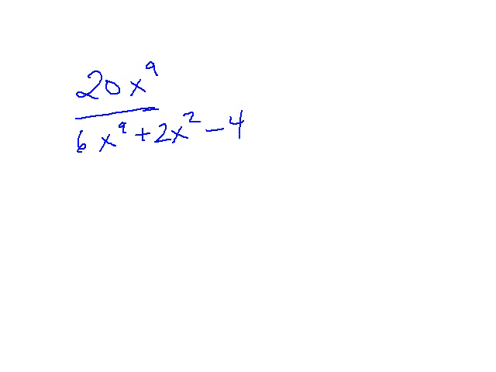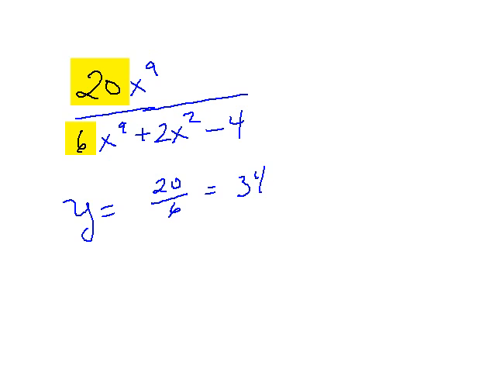So you can use this rule. For example, if I had 20x to the 9th divided by, I want to say, 6x to the 9th plus 2x squared minus 4, and I want to find the horizontal asymptote. The horizontal asymptote is just a fraction made of this coefficient and this coefficient. So the horizontal asymptote is y equals 20 divided by 6, which is 3.5.